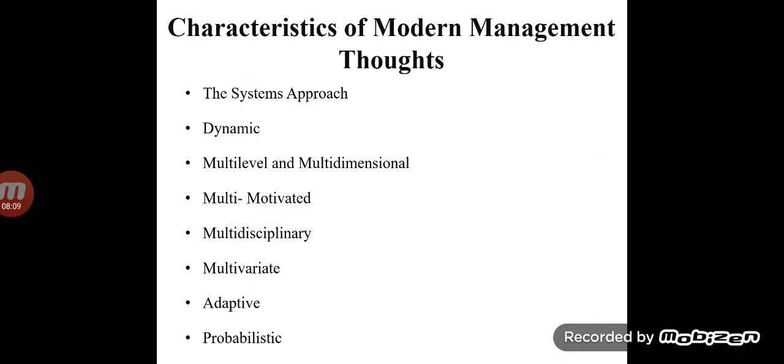Okay, third one is multi-level and multi-dimensional. In simple words, we can say that modern management cannot be implemented at only a single level. It is implemented at every level of the organization, or more than two levels of the organization, and with multiple focuses. They cannot focus on only a single purpose, but they focus on multiple purposes. That's why it is multi-level and multi-dimensional.